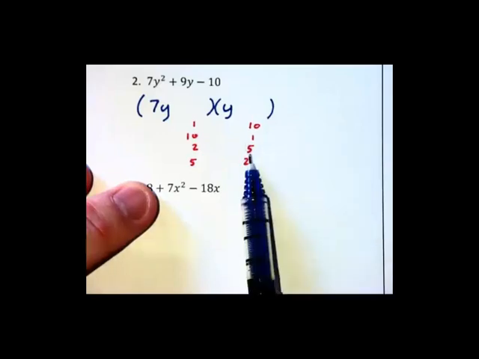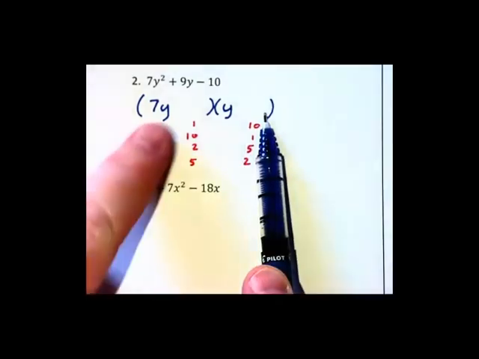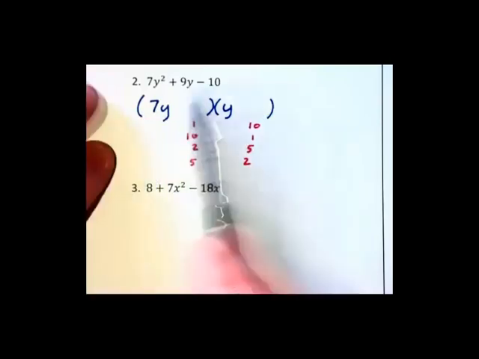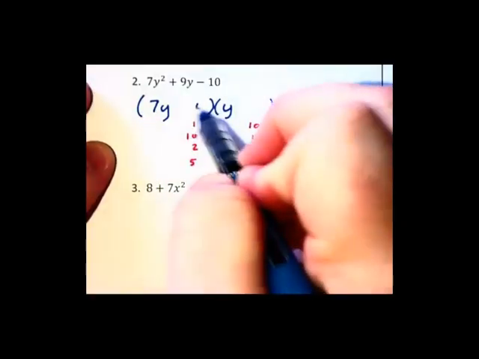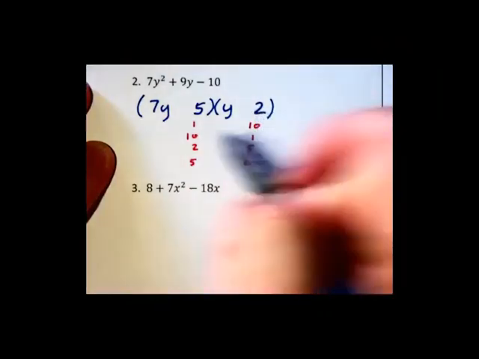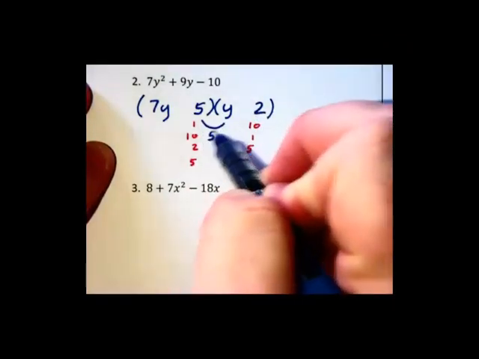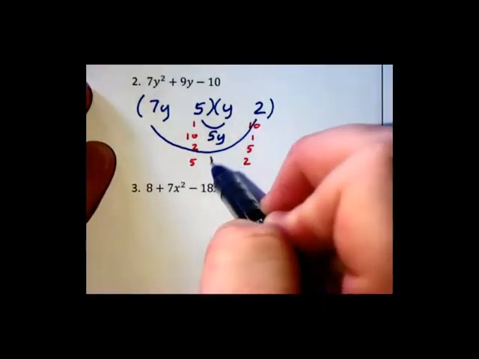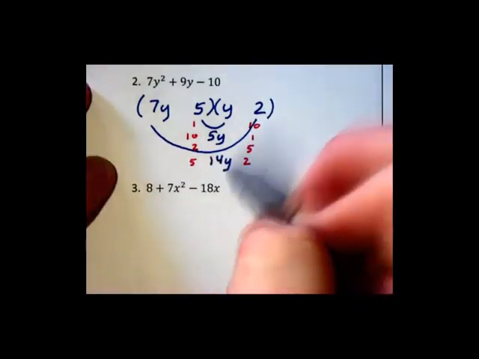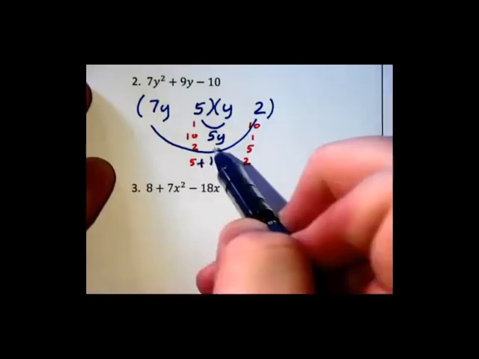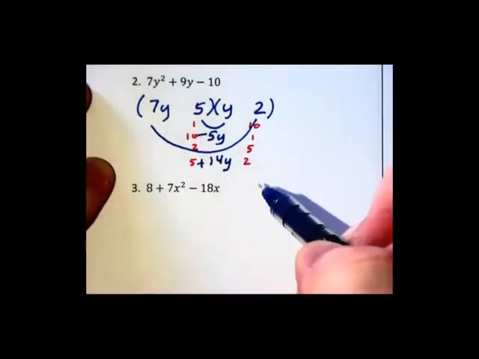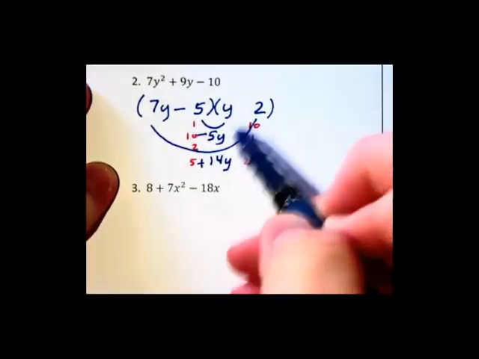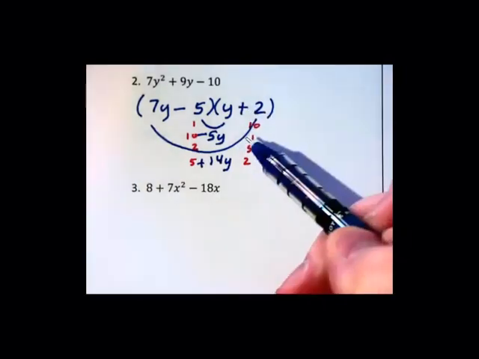Notice if you put the 5 over here on the far right, 5 times that 7 gets 35, which is way away from that 9. So I'm going to try the 5-2 combination. In the middle we get 5y, and on the outer edges there, 7 times 2 is 14. We get 14y. And if we have positive 14 and negative 5, that will add up to the negative 9. So we want a 7y minus 5 and a y plus 2.